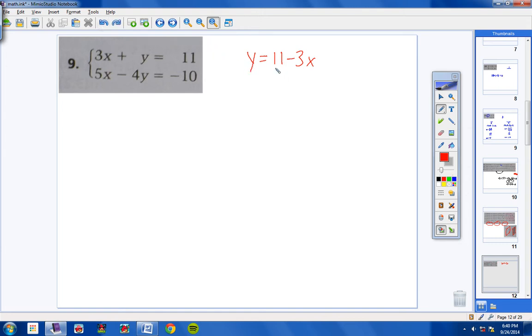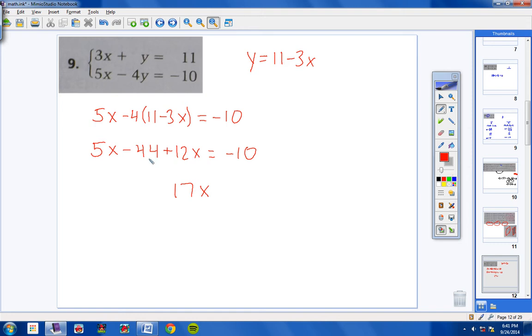Then if y equals 11 minus 3x, then come over here for y right here, and we're going to substitute 11 minus 3x. So 5x, then negative 4, then parentheses, 11 minus 3x. And that's all going to equal negative 10. All right, here we go. Bring down your 5x, take your negative 4 and multiply it through the parentheses. Negative 4 times 11, negative 44, negative 4 times negative 3, positive 12x equals negative 10. 5 plus 12 is 17x.